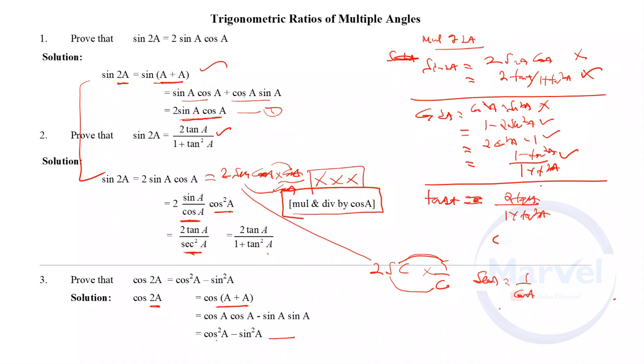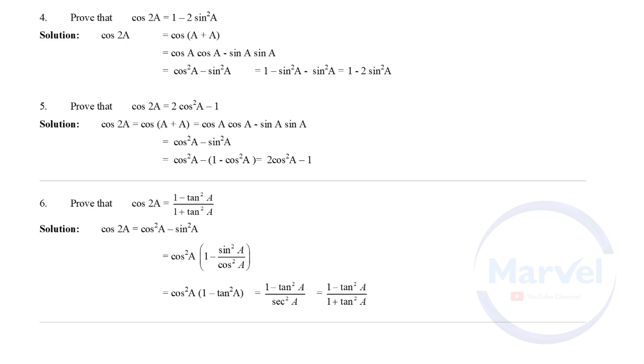Next formula only in terms of sine. So we don't need this cos square A. After proving this, replace cos square A by 1 minus sin square A. Group these two: 1 minus 2 sin square A. So how to get the second formula? Just replace cos square A by 1 minus sin square A. This is only in terms of sin A.